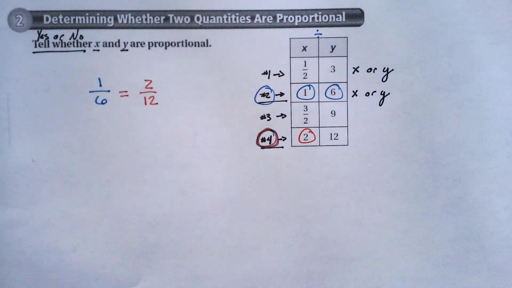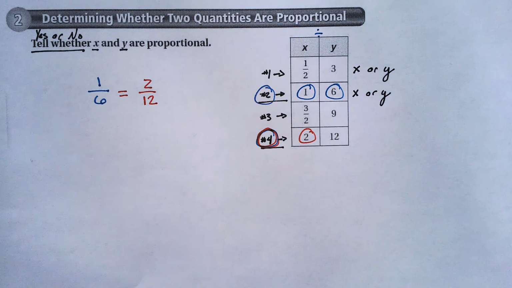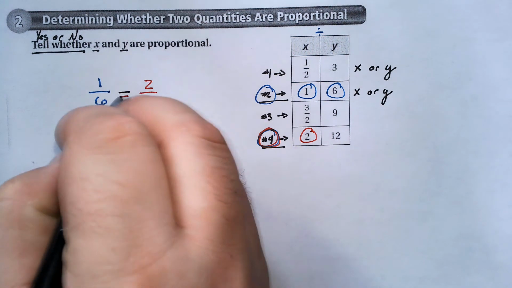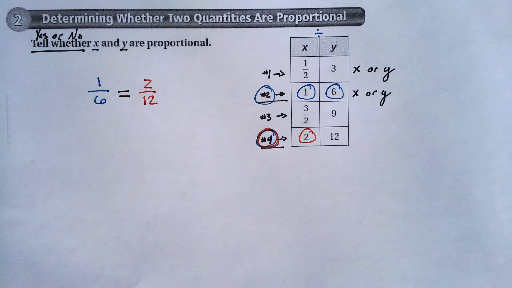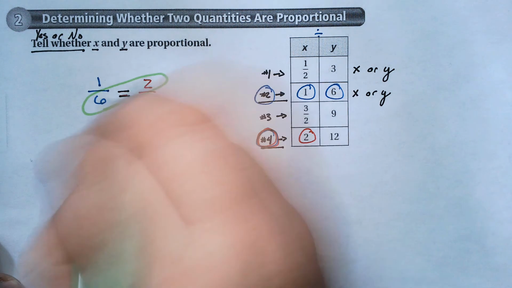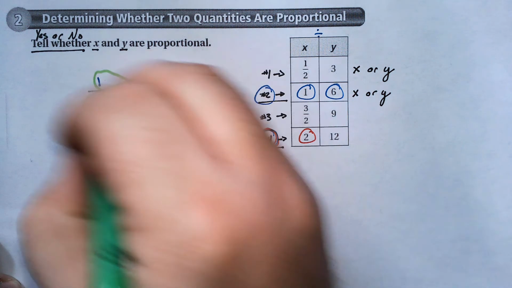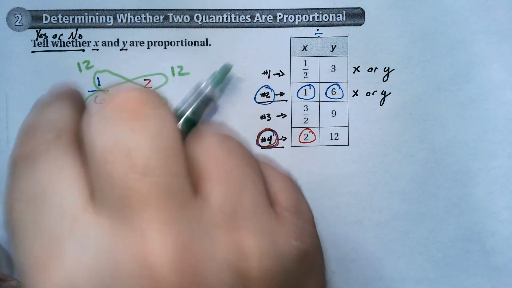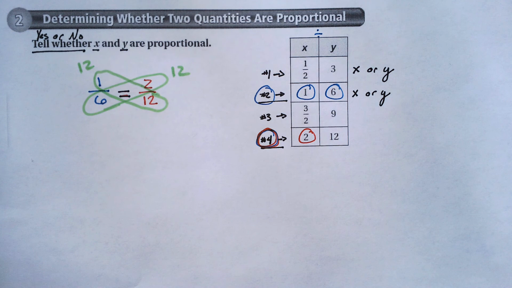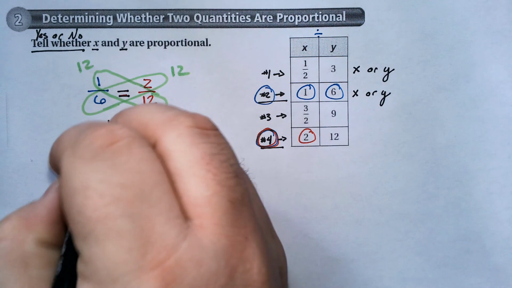So remember what we did before was we went ahead and cross-multiplied. We did cross-multiply last time as one of our methods, and that means this is 6 times 2 is 12. And 12 times 1 is also 12. Since these two numbers are the same, the answer to the question of tell whether these are proportional is yes.